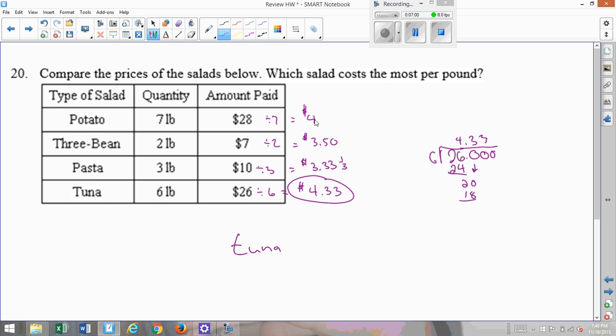And then we do 4 times 6 is 24. Uh-oh, we got 26 here. So we know that the tuna is going to be the most expensive. It's another way of looking at it, but you would have to describe that too. You can't just wing it on that one, guys.